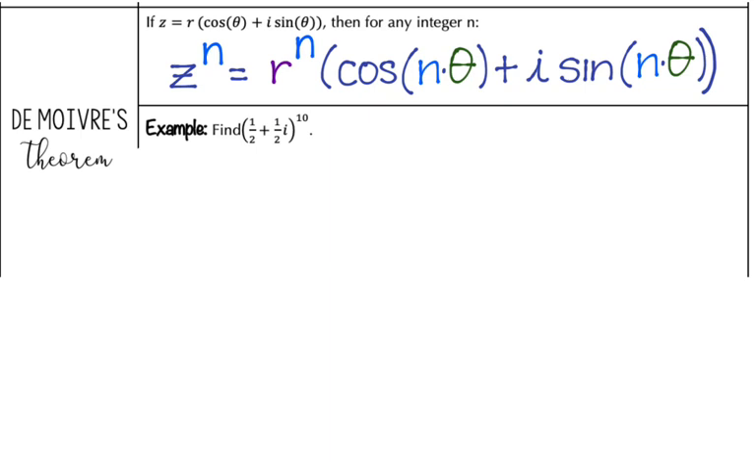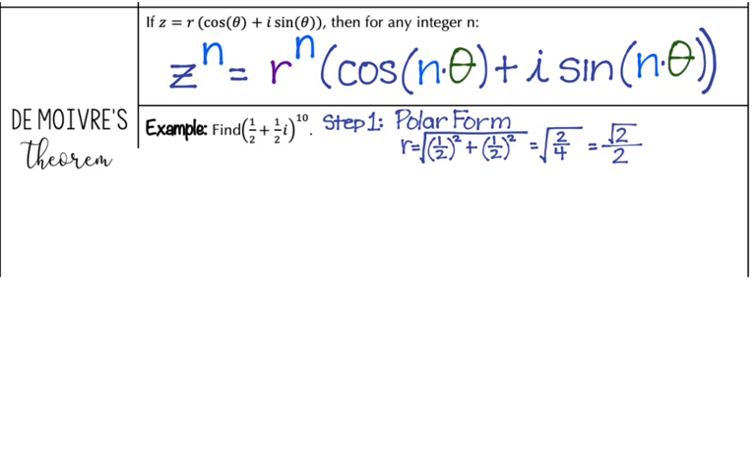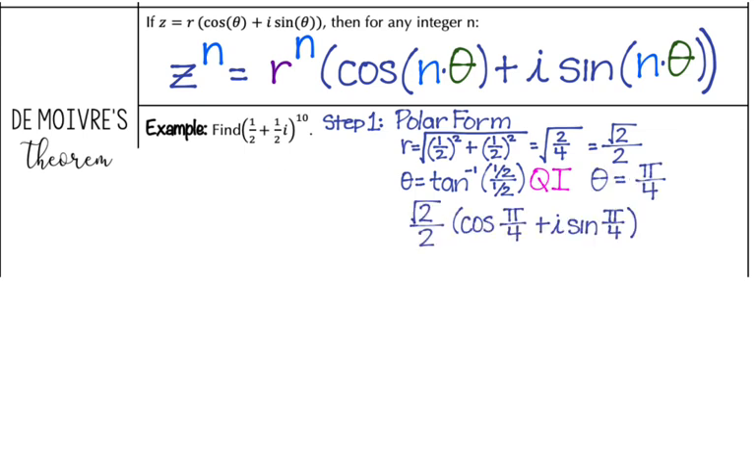Let's do it with a problem here. So first of all, step number 1 is this is in a plus bi format. We need to first rewrite it into polar form to use De Moivre's. So we find our modulus, which was root 2 over 2. We find our theta, knowing we're in quadrant 1. When our a and b are equal, we know that's going to be pi over 4. So we have our polar form. That's step number 1.